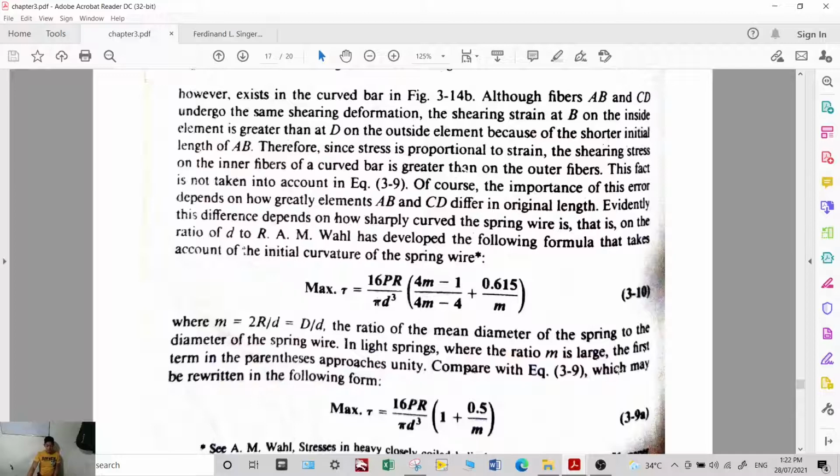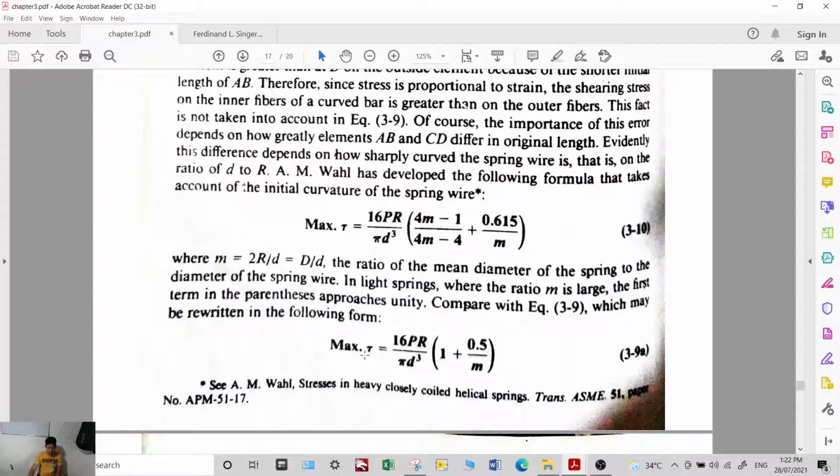in light springs where the ratio m is large, para sa mga light nga spring, dako ang imong m kay gagmay na ang denominator. So the first term in the parenthesis approaches unity. So compare with equation 3-9, for light springs, kung ang m nimo is large, 16 PR over pi d cube times 1 plus 0.5 over m.